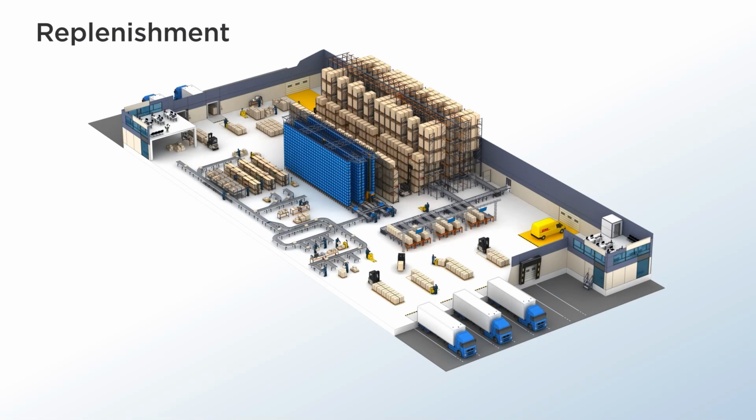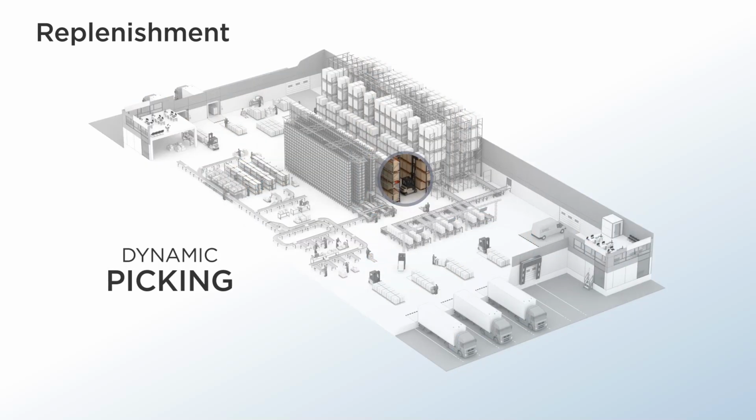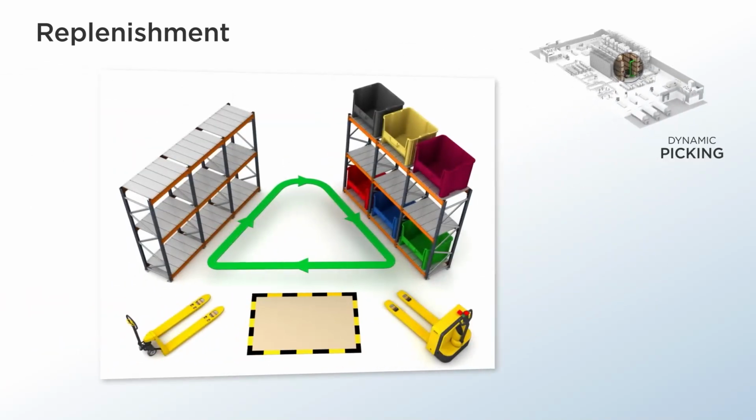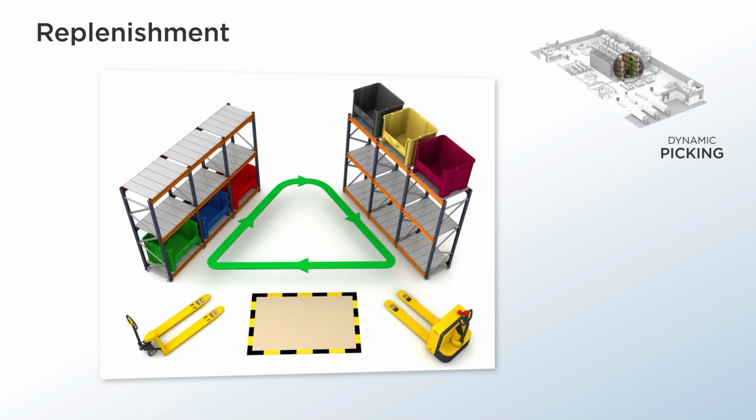To demonstrate this functionality, we've chosen two scenarios offered by Easy WMS: replenishment or dynamic picking, and replenishment between sub-warehouses. In the dynamic picking scenario, the picking shelf isn't large enough to accommodate all the SKUs. This can be due to lack of space, warehouse growth, or any other reason. Moreover, the handling equipment isn't suitable for picking at height.